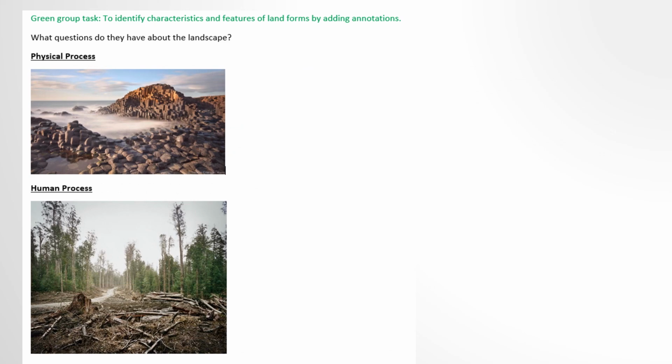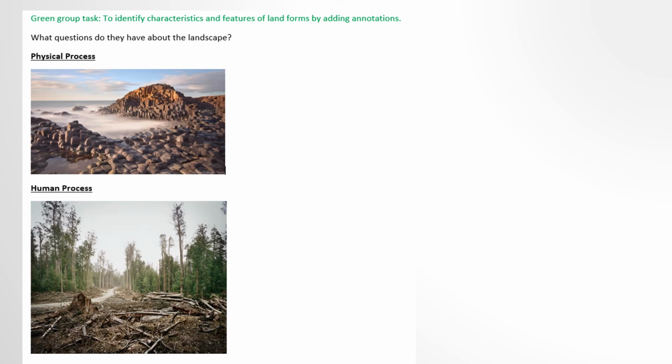Okay, so now we're moving on to looking at the different tasks. As I said, red group, your main task was to do that matching for me. Green group, your task is to identify characteristics and features of landforms by adding annotations. So I've picked two images here, a physical process, the first one, and a human process. So underneath, or if you're in school, just around the picture, you can add in some annotations, so thinking about what you can see in the picture.